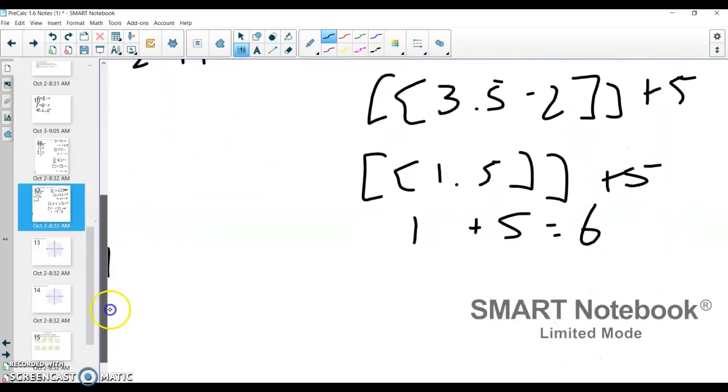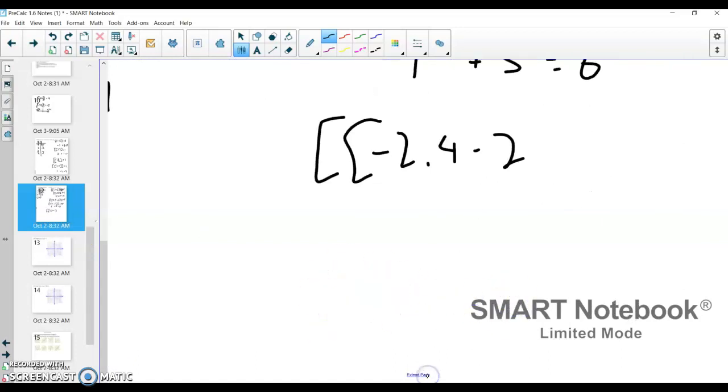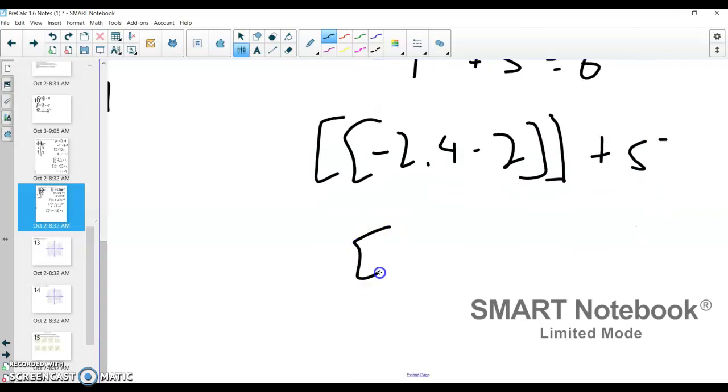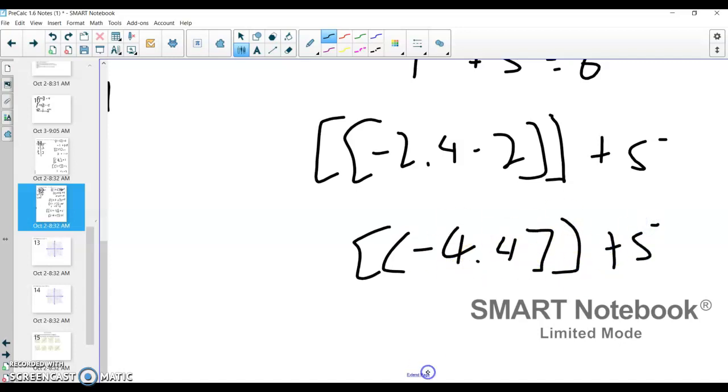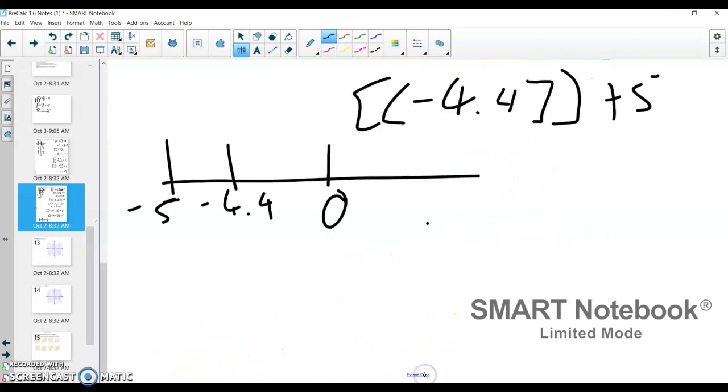Okay, -2.4. So now we're going to plug in -2.4 minus 2 in my double brackets plus 5. -2.4 minus 2 is going to give me double bracket still, -4.4, adding 5. And here, this is an example where if I put it on a number line again, we have 0, we have -4.4. We're rounding down, but that means we're going to round down to -5. Because if you look at the number line, we're always rounding to the left. Just like in the 1.5, we rounded down to 1. Here we're rounding down to -5. And so this is -5 plus 5, which gives me 0.